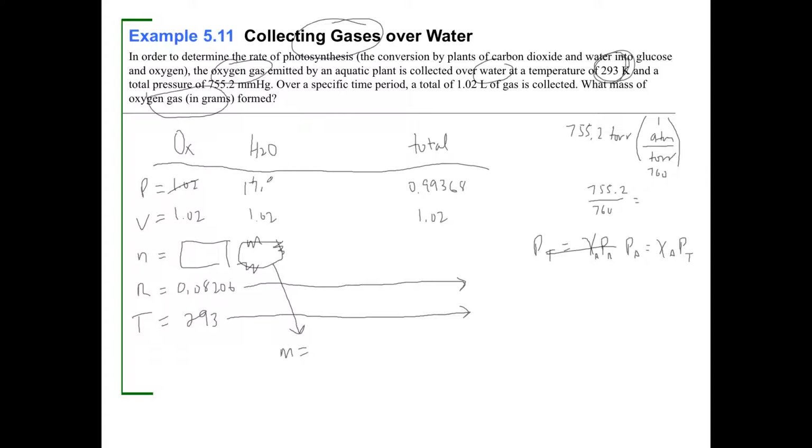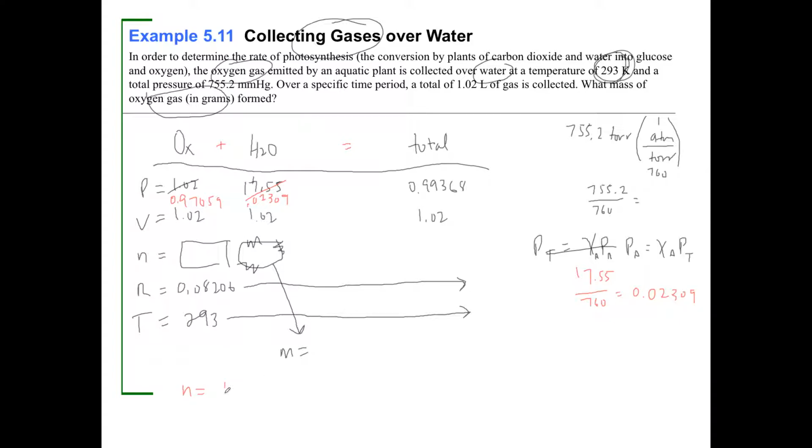So it looks like it's 17.55 millimeters of mercury. I have to convert this into atmospheres. 17.55 divided by 760 is equal to 0.02309. And that's going to tell us the partial pressure of oxygen, because we know that this plus this in pressures is equal to that. 0.02309 plus the partial pressure of oxygen equals 0.99368, so the oxygen is 0.97059.